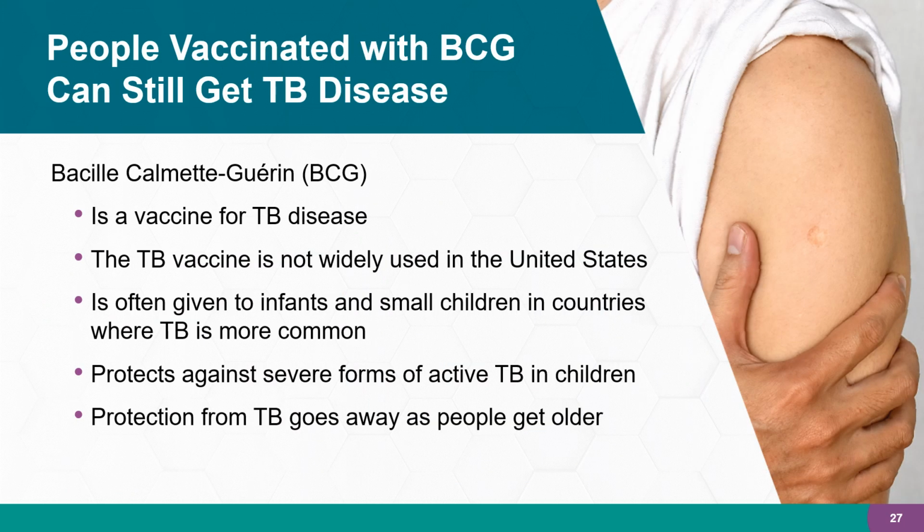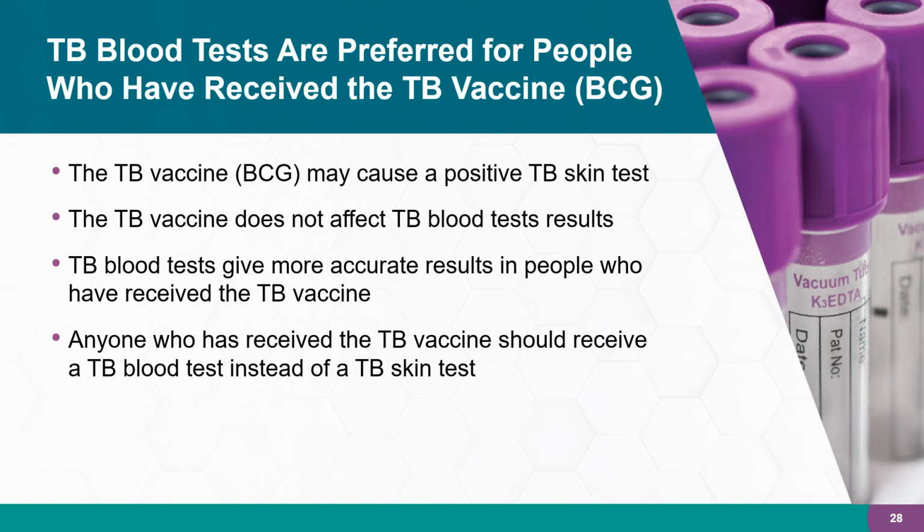BCG is a vaccine for preventing TB disease. It is a weak form of bacteria that is closely related to the germs that cause TB. This vaccine is not widely used in the United States, but it is often given to infants and small children in other countries where TB disease is common. BCG vaccine does not always protect people from getting TB, and protection goes away as people get older.